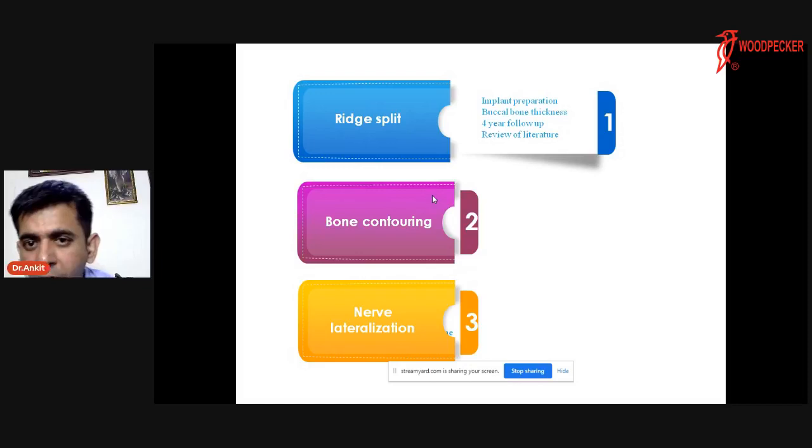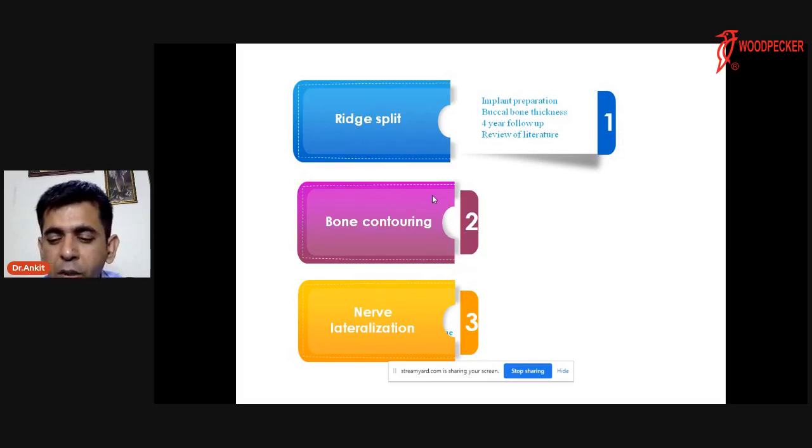and obviously seeing the cases, and then we'll be seeing the 4-year follow-up, considering the bone loss or the attached gingiva thickness in and around that, and after that we'll be understanding and taking the experiences of other doctors, right? So that, and then review of literature.